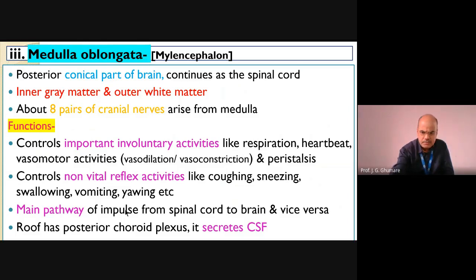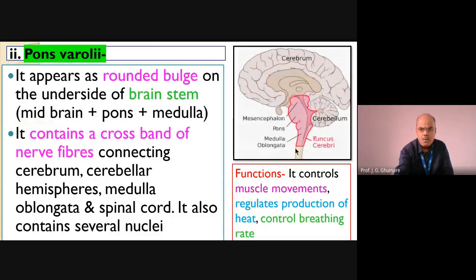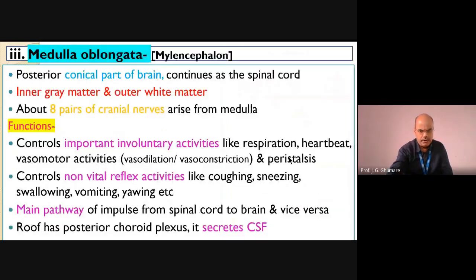It is also the main pathway of impulses from the spinal cord to the brain and from the brain to the spinal cord. So all the messages taken from the spinal cord to the brain via the medulla oblongata, or from the brain to all parts, go with the help of the medulla oblongata. Plus, an important part of this will form the posterior choroid plexus. We already said pia mater, and part of the midbrain will form the anterior choroid plexus. Similar function here: the one which will form the posterior choroid plexus will secrete cerebrospinal fluid.